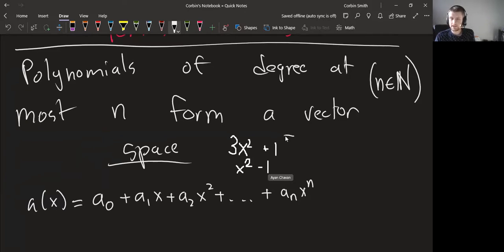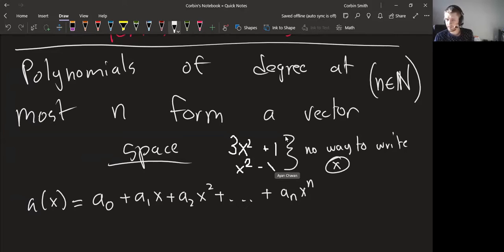That would actually not be a basis. Why not? Because there's no way to write x. Oh yeah, I forgot x. What about now? There's a way to write x. Is there any way to write 1? You're going to need 3 vectors to form a basis. Oh, I need 3 vectors.